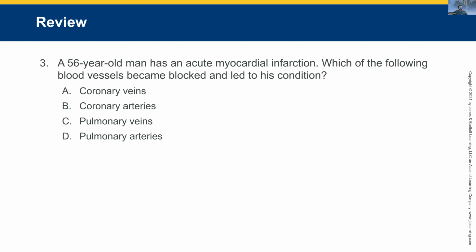Let's see. A 56-year-old man has an acute myocardial infarction. Which of the following blood vessels became blocked and led to this condition? Well, we know pulmonary is lungs, so it's not those. So it's got to be a coronary vein or a coronary artery. Probably going to be B, coronary artery.